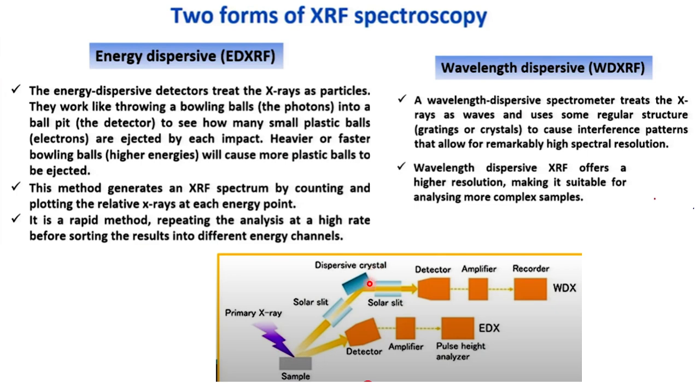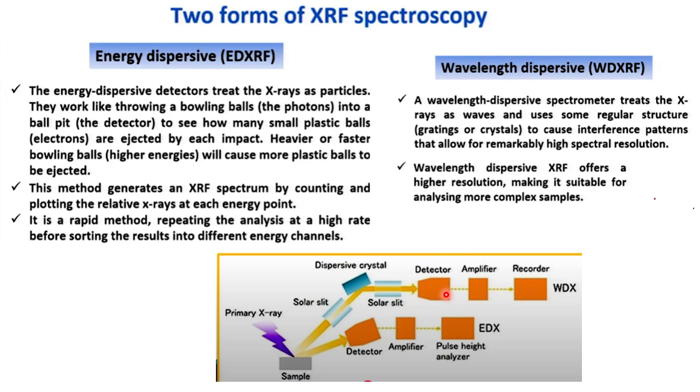Obviously, the higher the resolution, we can analyze complex samples, and you see the complexity is a bit higher as compared to the EDX type. First the XRF or X-ray fluorescence is coming out. Those are passing through a solar slit, then a dispersive crystal to cause the interference or focus it, and again through another solar slit. After then it is coming to the detector part.